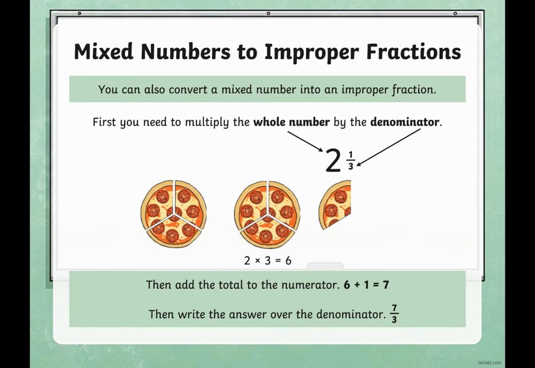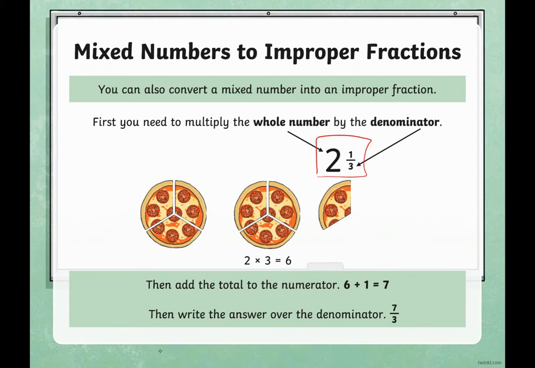So in this case, we have this pizza cut into thirds. Okay. So we're going to multiply the 2 pizzas by the 3, and we get 6. Then all you have to do is add that to the numerator. So 6 plus 1 is 7, and your answer ends up being 7 over 3. So we'll look at this here.